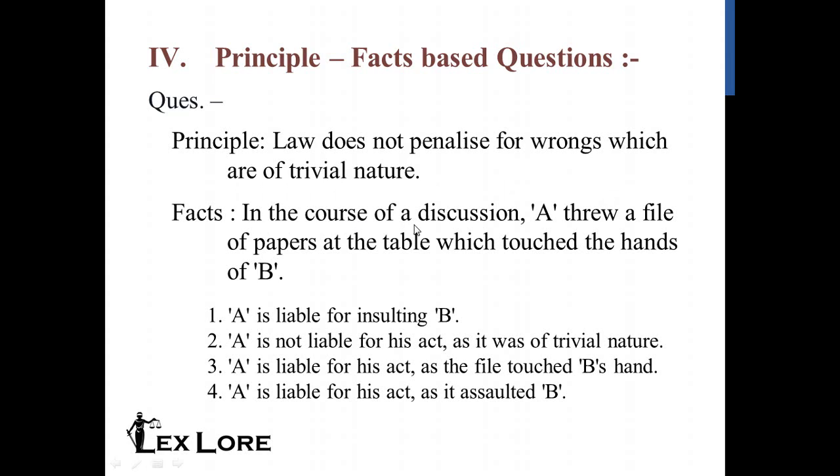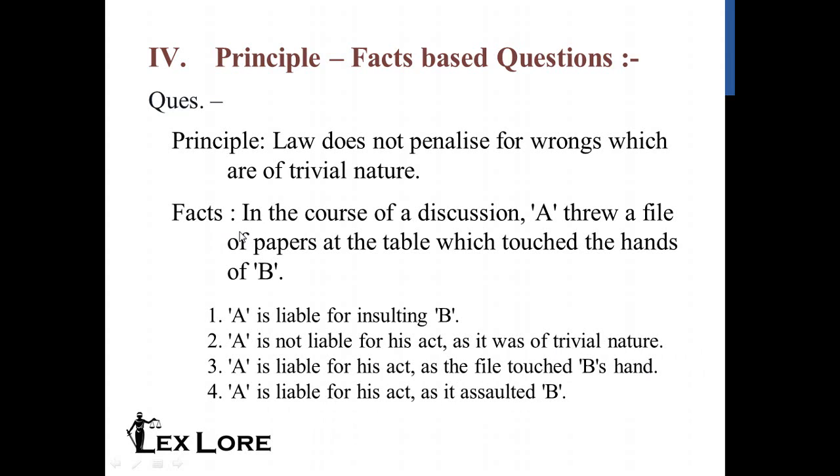Facts: in the course of a discussion, A threw a file of papers at the table which touched the hands of B. Now here what A is doing, A is throwing a file of papers at the table which touched the hands of B. So here the paper is being thrown by A to B. So what are the options? A is liable for insulting B. A is not liable for his act as it was of trivial nature. A is liable for his act as the file touched B's hand. A is liable for his act as it assaulted B.